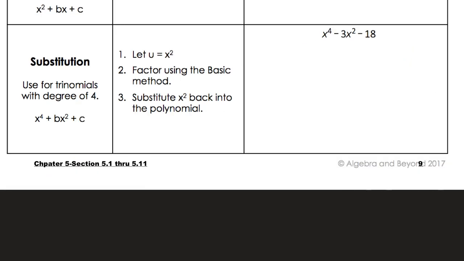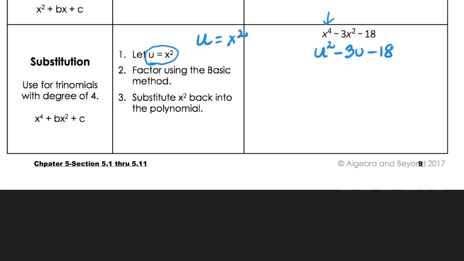This next method is substitution. What you need to notice is that this is raised to the 4th power. So we're going to let u equal x squared. So actually you have here u to the 2nd power minus 3u minus 18. We have u is equal to x squared. So now you're gonna go ahead and do what we did before, the factor sum method.